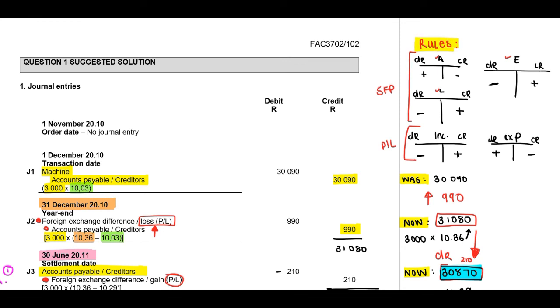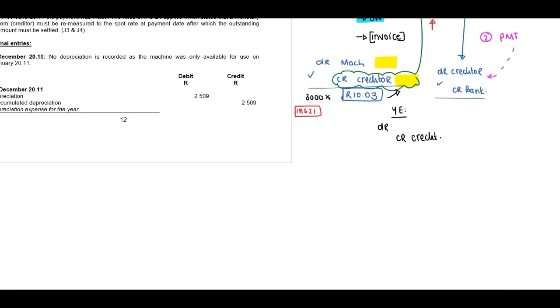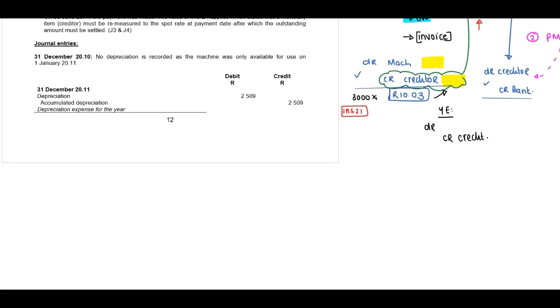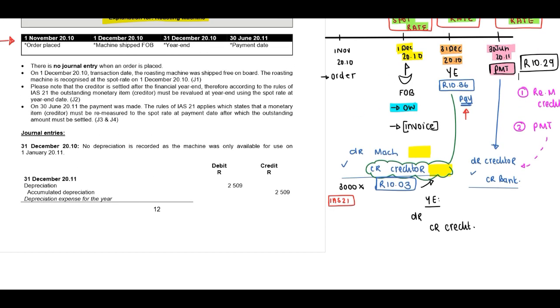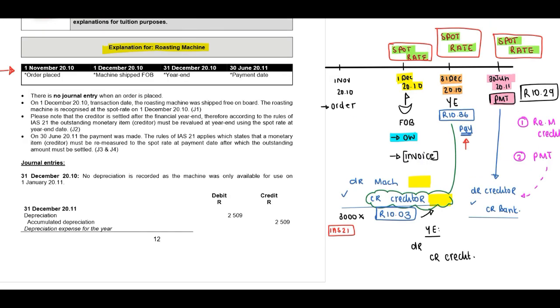Then if you look at the explanation, remember, we did not have to recognize our depreciation, but if you look at our timeline, you should have been able to identify that there will be depreciation on your machine. Why? If you think about your initial recognition, and your subsequent recognition and measurement. Subsequent, there will be depreciation on this asset.